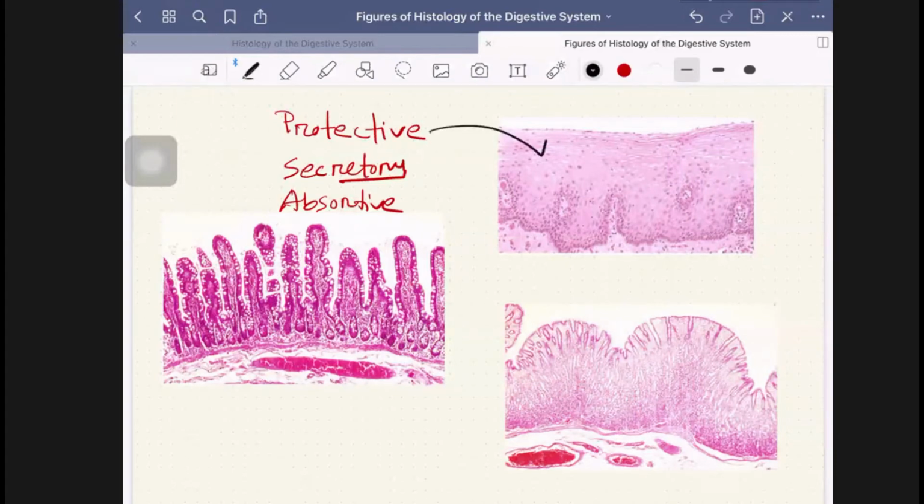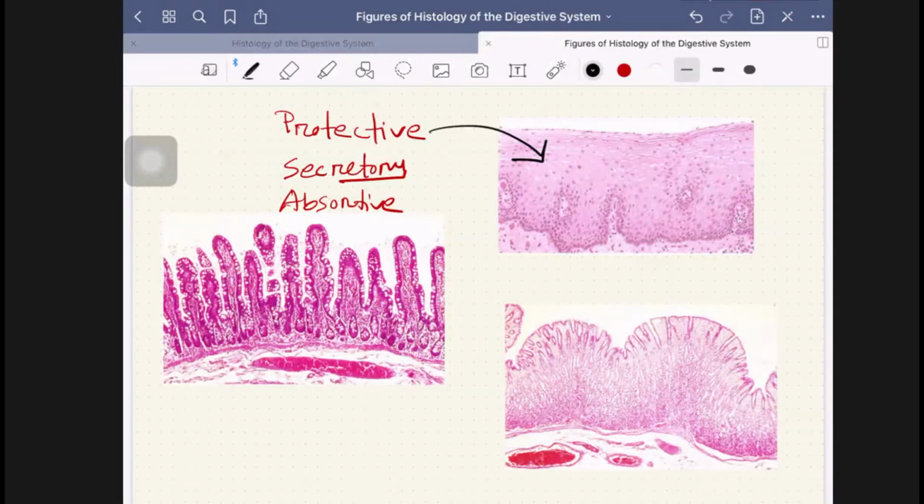This one. Non-keratinized, they will line the oral cavity, pharynx, esophagus, and anal canal. That may sometimes be stratified in some places, and sometimes it may be keratinized, or sometimes non-keratinized. But these stratified squamous epithelia are the protective epithelium.